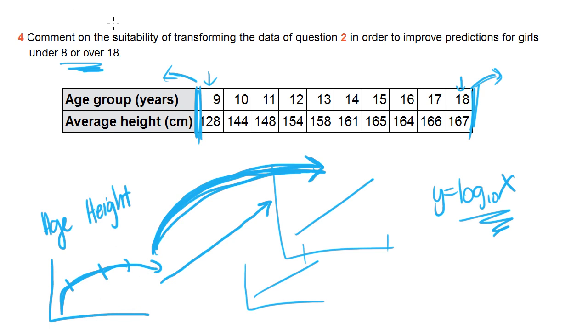So, comment on the suitability of transforming the data in order to improve predictions for girls under 8 or over 18. What I would say is age versus height is linear within this span, but non-linear outside of that. A logarithmic transformation or a logarithmic graph, logarithmic trend, is far more applicable to something like age versus height outside of those span of ages.